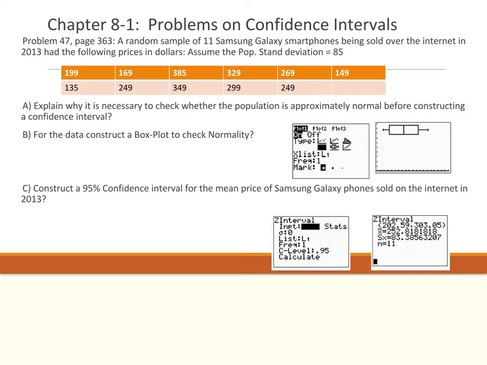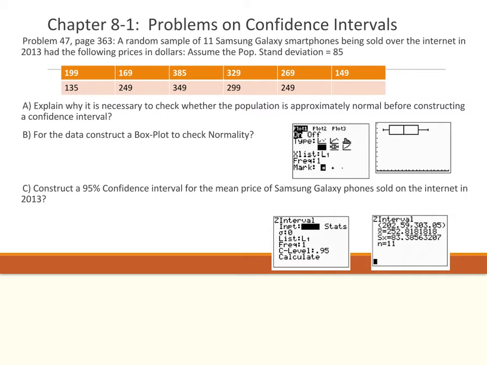Problem 47, page 363. A random sample of 11 Samsung Galaxy smartphones being sold over the internet in 2013 had the following prices in dollars. Assume the population standard deviation is 85. The minimum value is 35, and the maximum value, it looks like in the data set, is 385.